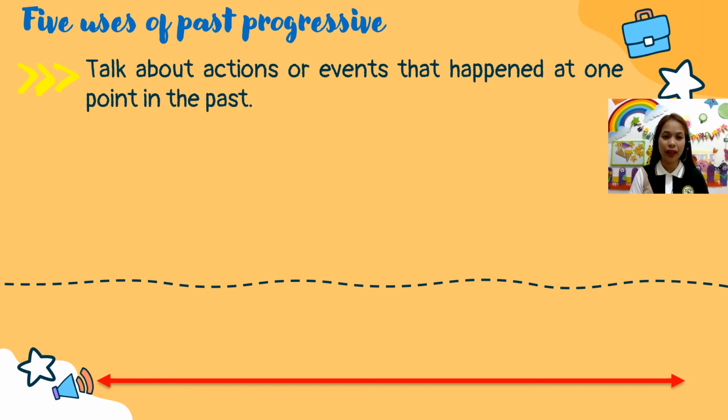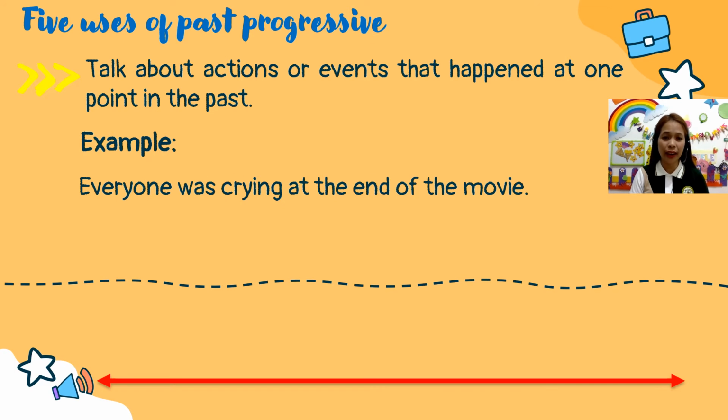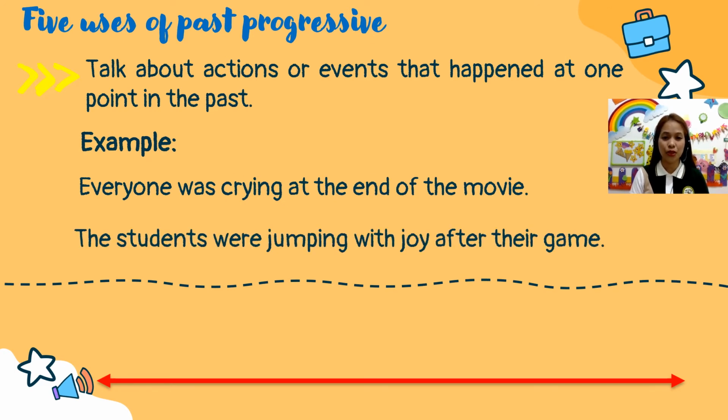Next one, talk about actions or events that happened at one point in the past. For example, everyone was crying at the end of the movie. The students were jumping with joy after their game. Was crying and were jumping are both in past progressive form.